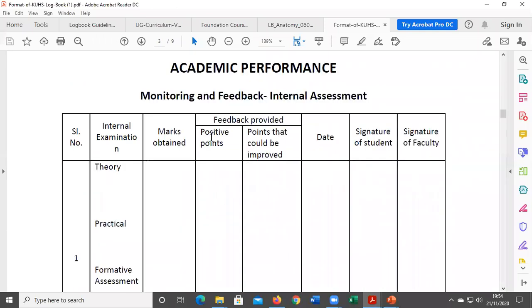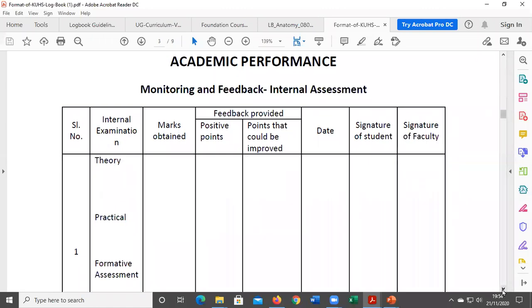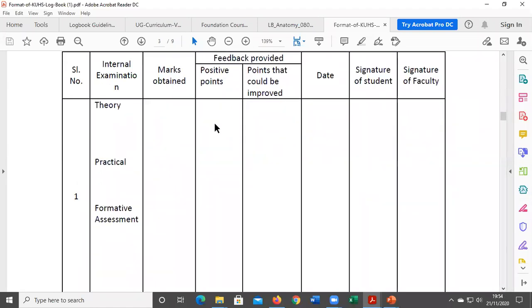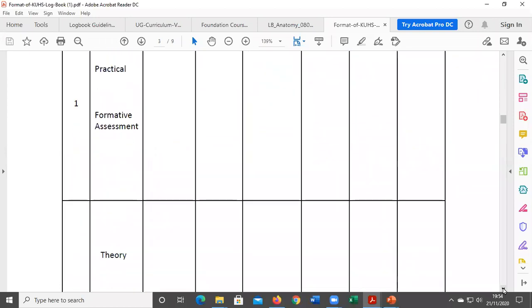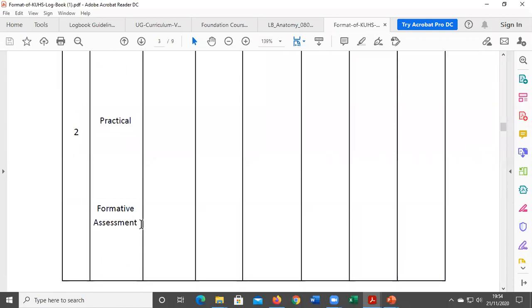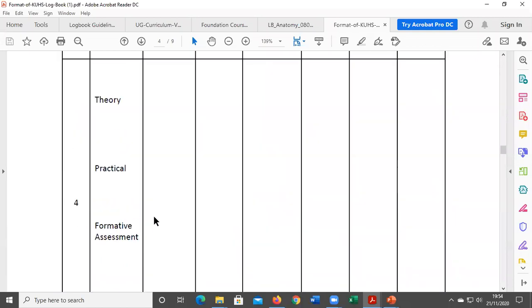Then academic performance, if you look at it, this is how the format is given here. Internal examination, theory, practical and formative assessment. What are the marks obtained? Feedback provided, what positive points were provided and what points could be improved. Date of the feedback, signature of student and signature of faculty. So this is the format given, for n number of examinations that are there. So this is the table that is provided.